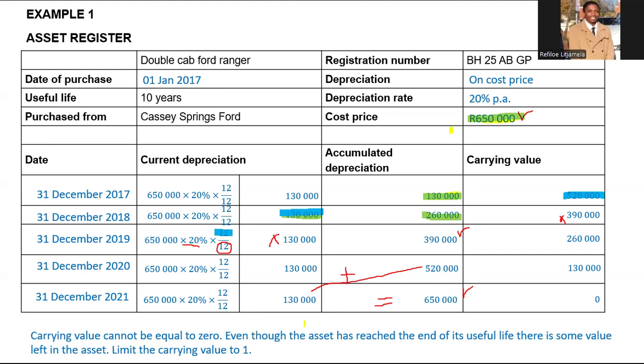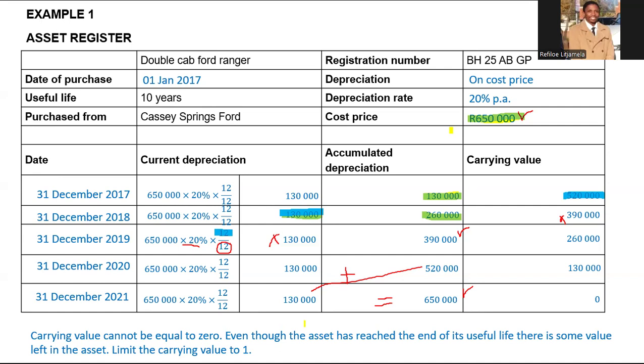That's why for all your assets, the carrying value can only be up to 1. It cannot be equal to 0. So now we have to adjust this year's depreciation. It cannot be 130,000. Question is, how do we adjust it? If we recognize the full 130,000, it will result in our carrying value being negative, and we can't afford it.